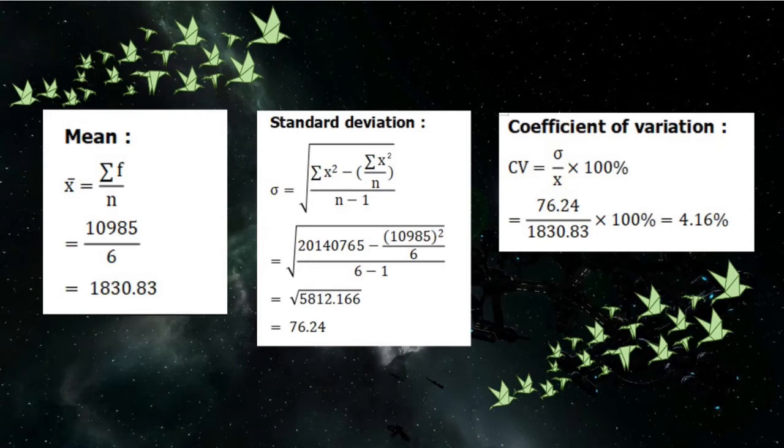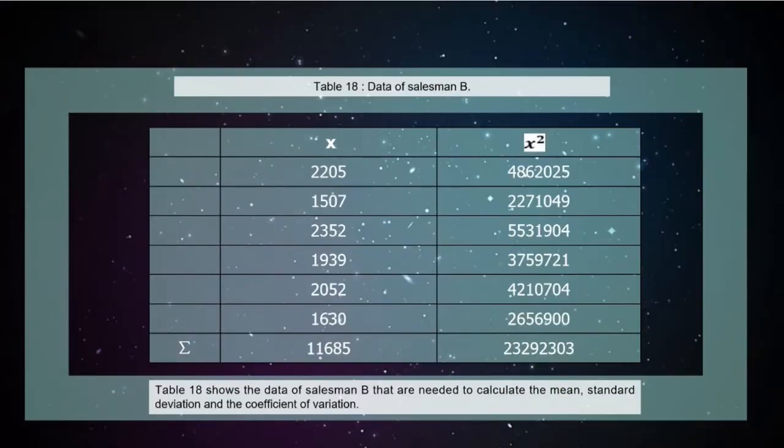And lastly, for our coefficient of variation, we need to divide the standard deviation by the mean and multiply by 100%. So 76.24 divided by 1,830.83 and multiplied by 100%, and we will get the final answer, which is 4.16%. Now, moving on to salesman B.